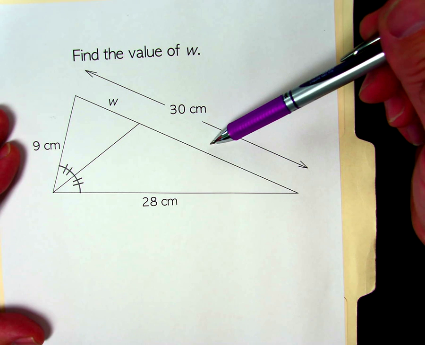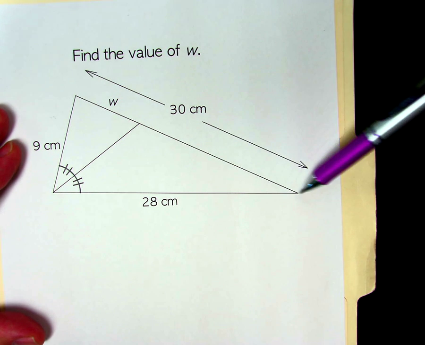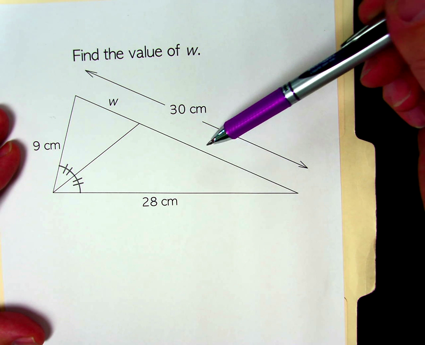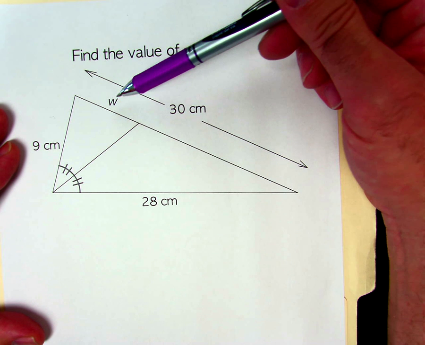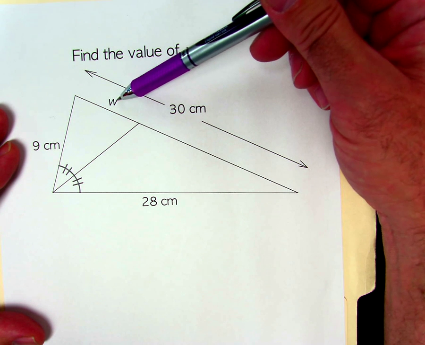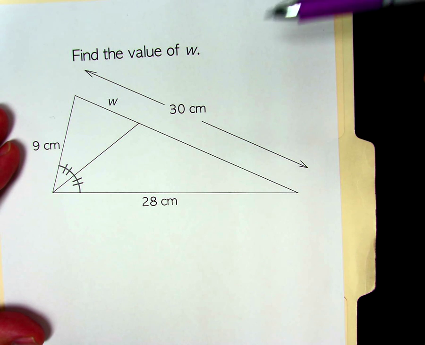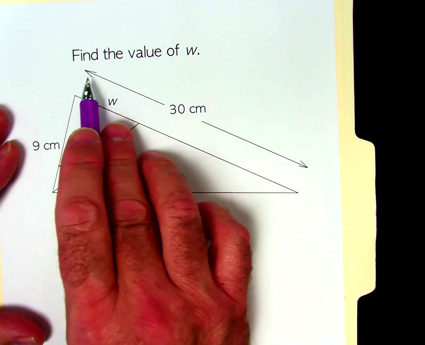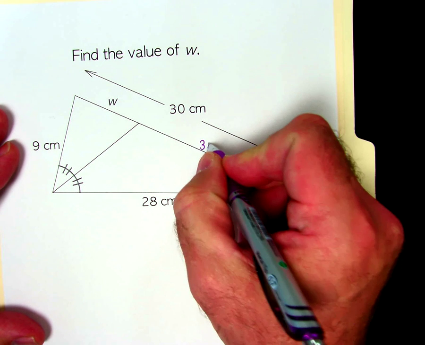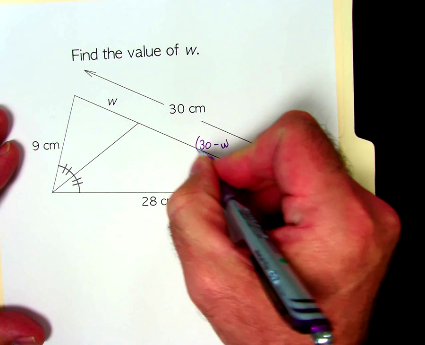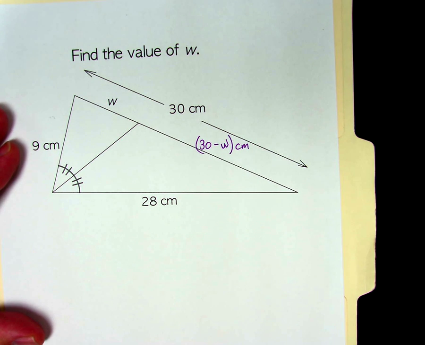The problem is we don't have that distance identified. We know that this entire segment's 30 centimeters, but we need to write an expression for this piece. Well, let's suppose this were 10 centimeters. This would be 20. How would we know that? Well, 30 minus 10 is 20. Well, I'm going to do the same thing. I'm going to take the total distance, subtract this distance, and that's going to be the length of this segment. I put that in parentheses because all of that is in centimeters.